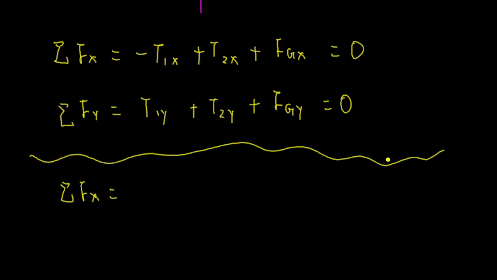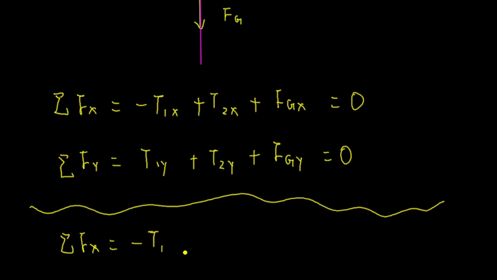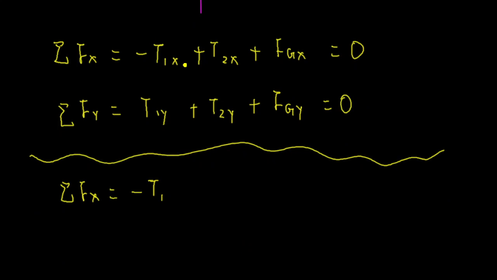Okay, so it's negative T1 because this is tension 1. This vector is tension 1. So I will not write the x subscript anymore because this is just the x component of T1. To represent the x component of T1 is basically negative T1 times sine 20 degrees. Okay, now plus, how about T2x?